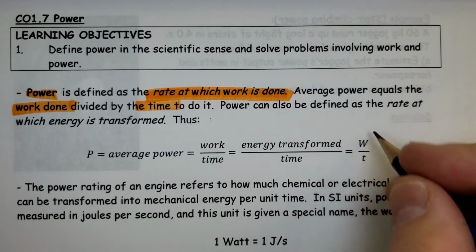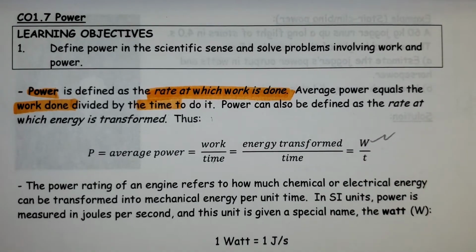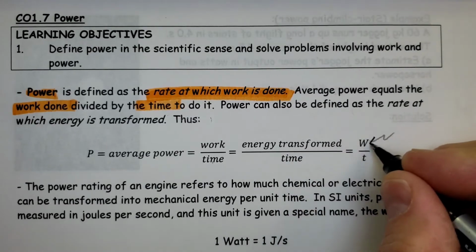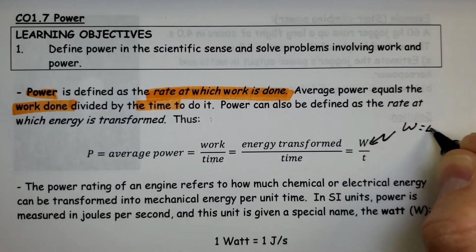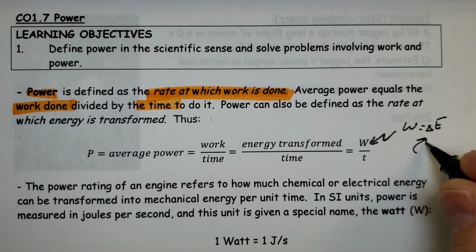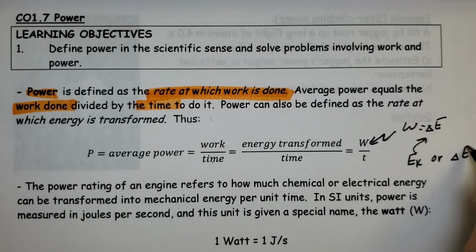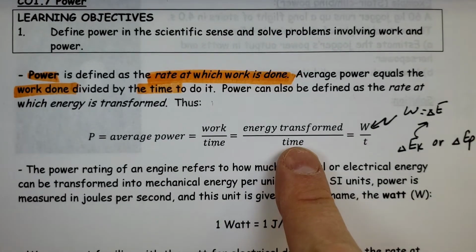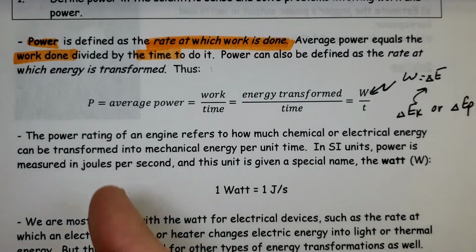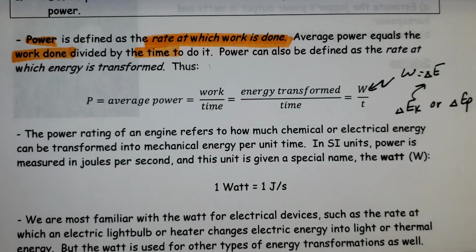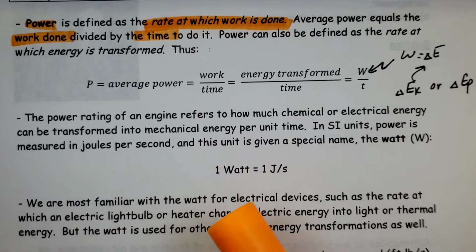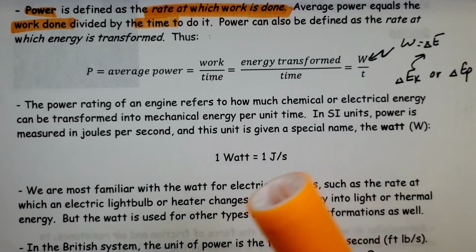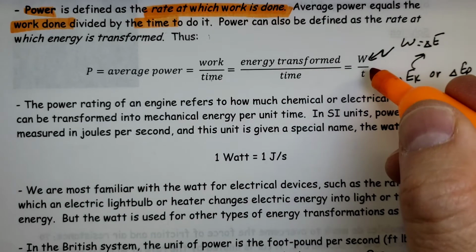But as we also saw, work is also change in energy. So the amount of energy transformed. W equals delta E. And of course, that delta E could be EK or EP, so change in kinetic energy or change in potential energy. And how fast that is occurring is what power is. So the power rating of an engine refers to how much chemical or electrical energy can be transformed into mechanical energy.